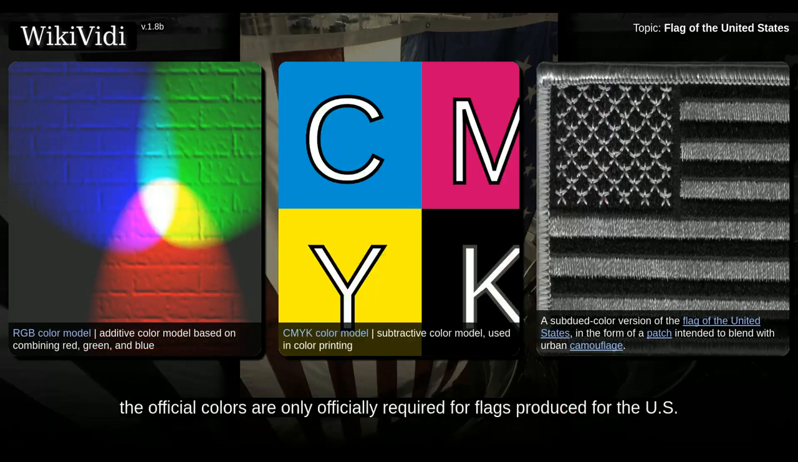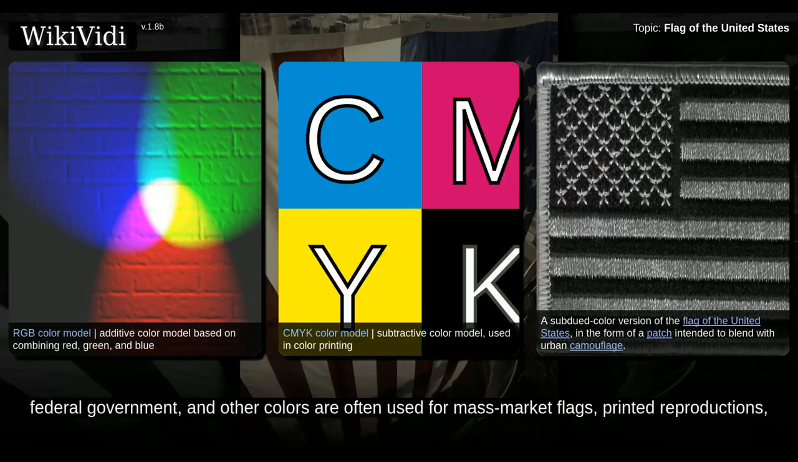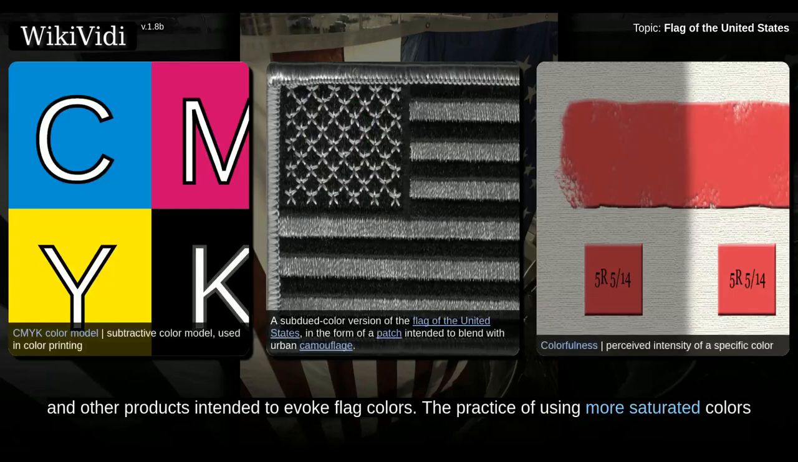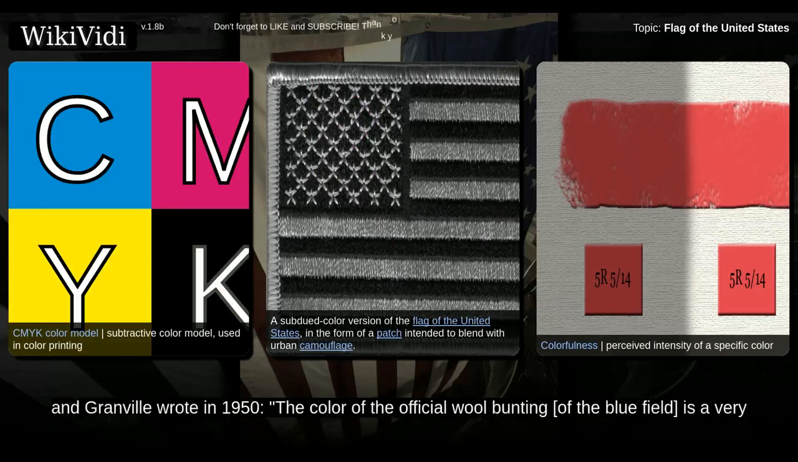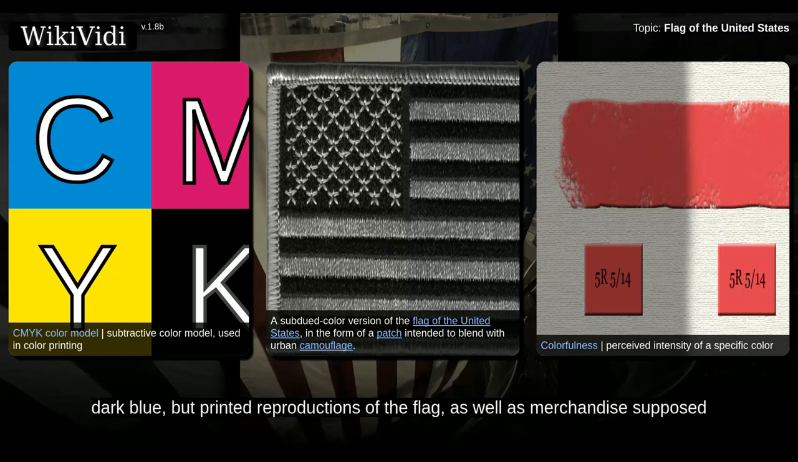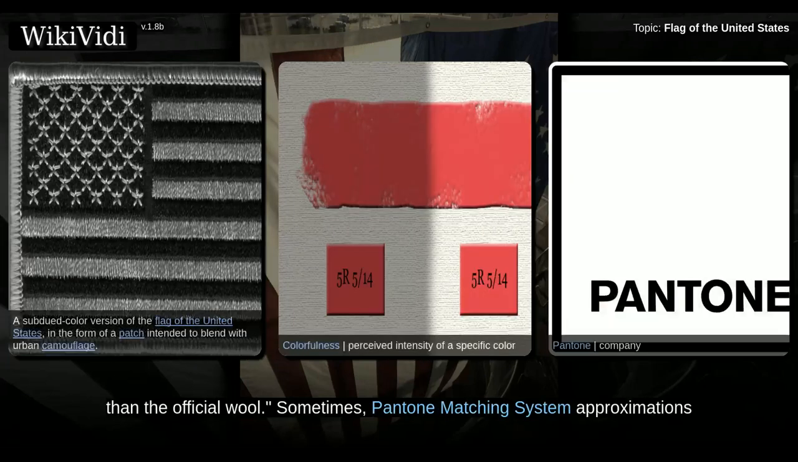As with the design, the official colors are only officially required for flags produced for the U.S. federal government, and other colors are often used for mass-market flags, printed reproductions, and other products intended to evoke flag colors. The practice of using more saturated colors than the official cloth is not new. As Taylor, Knoche, and Granville wrote in 1950, the color of the official wool bunting of the blue field is a very dark blue, but printed reproductions of the flag, as well as merchandise supposed to match the flag, present the color as a deep blue much brighter than the official wool.